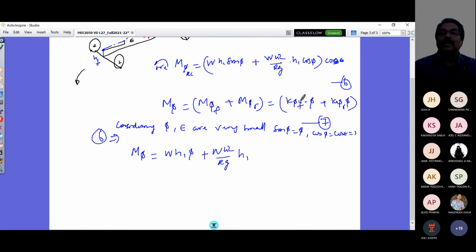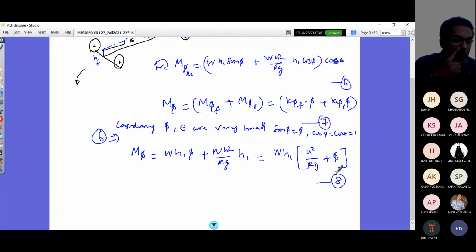So now I am going to take this one along with this. If I take WH1 common, I have the u squared by Rg term from the second one, plus phi. That's my equation 8.